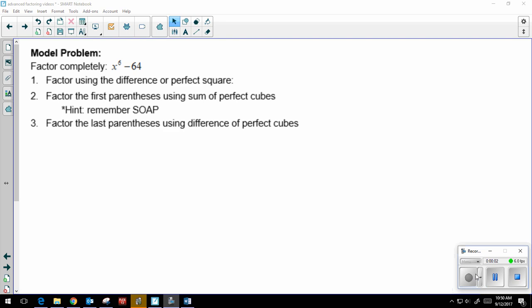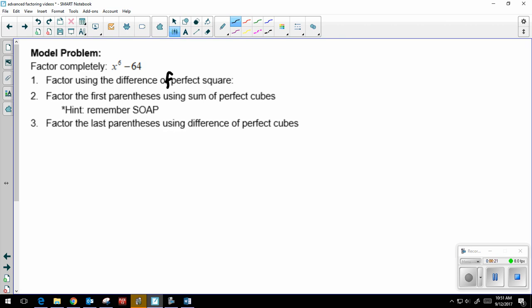Okay, let's take a look at some advanced factoring problems. Factor completely. X to the 6th minus 64. So first we're going to factor using a difference of perfect squares. That should say of. Just fix that there. So if you notice, I have two terms and I have a subtraction sign.